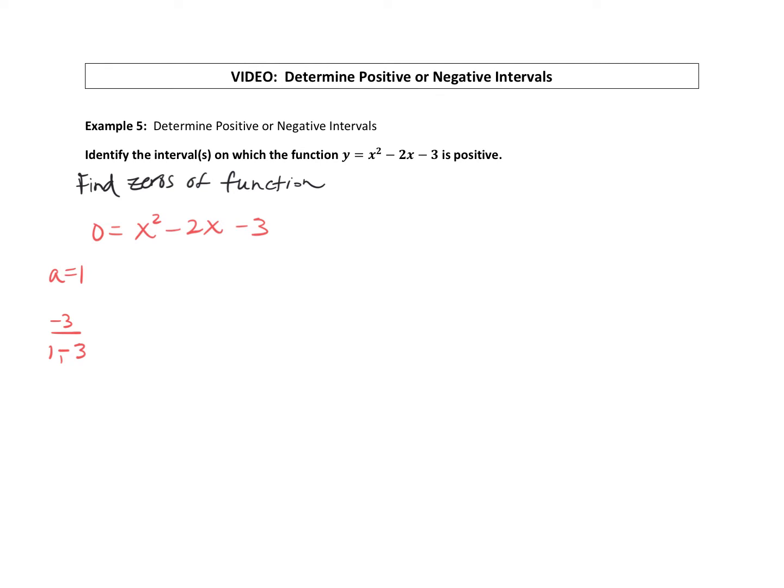So in factored form, we have 0 equals x plus 1 times x minus 3. Once it's in factored form, you set each factor equal to 0. This is using our zero product property, and that allows us to solve for x, which gives us the x-intercepts and the zeros of a function. So we'll subtract 1, so x equals negative 1. And then we would add 3, and the other zero of the graph is 3.